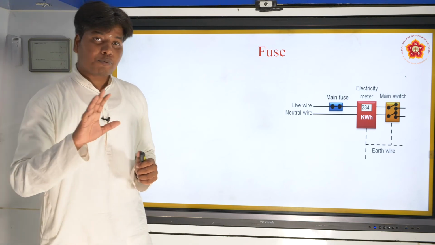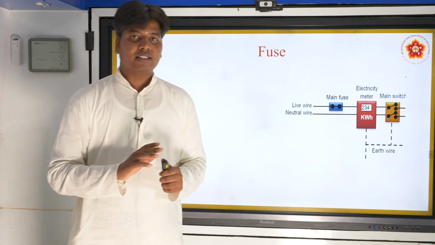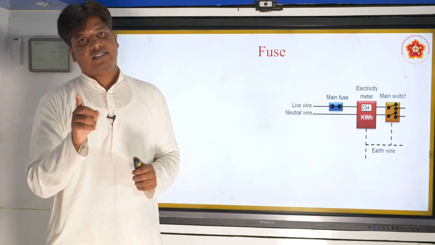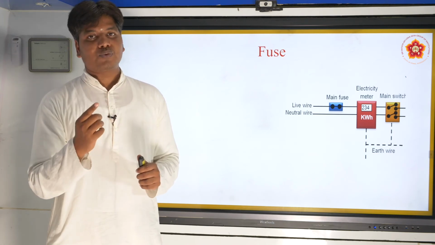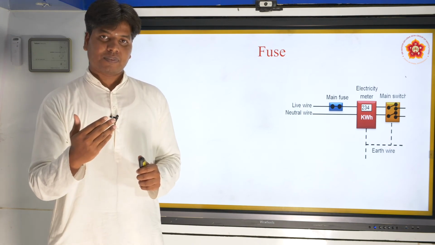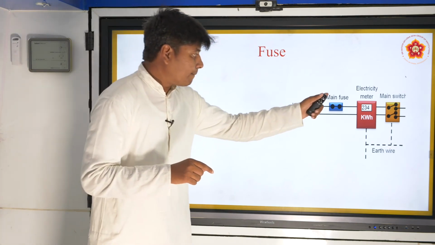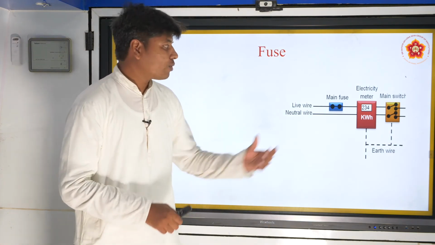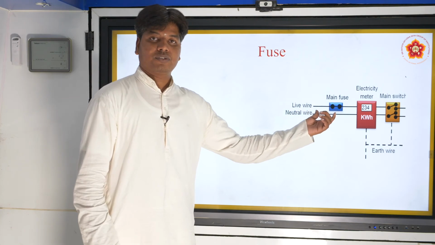What are the properties of the fuse? You studied this in the last chapter. The fuse should have high resistance. If it has too much resistance, it heats up very fast. And in order to melt very fast, it should have a low melting point. So these two are the characteristics of a fuse.